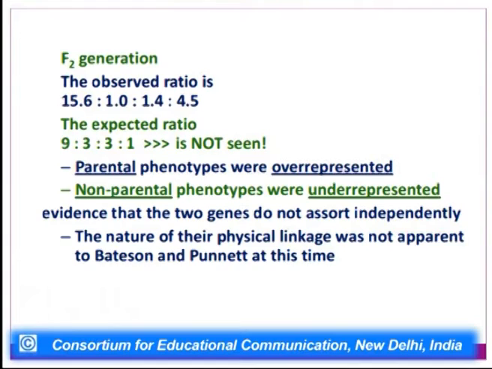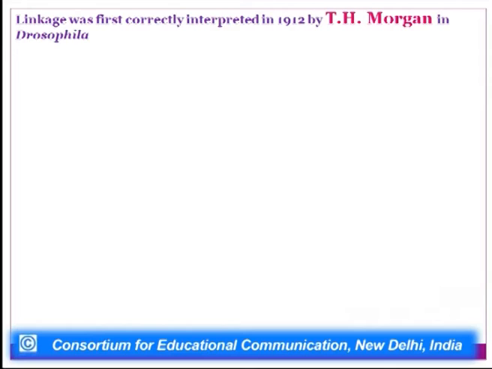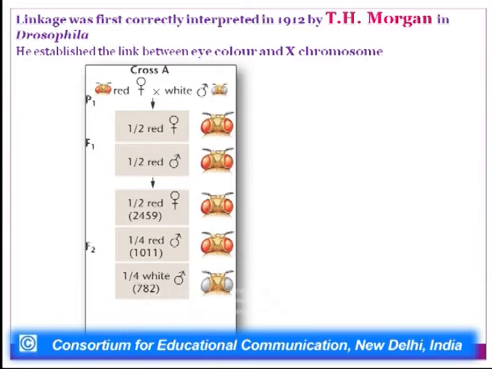The linkage was first correctly interpreted in 1912 by T.H. Morgan in Drosophila. So he established the link between the eye color and the X chromosome. The X chromosome is the sex chromosome in Drosophila, and he established that this eye color in Drosophila is sex linked. And how did he show that? He did a cross in which he took a red-eyed female and crossed it with a white-eyed male.